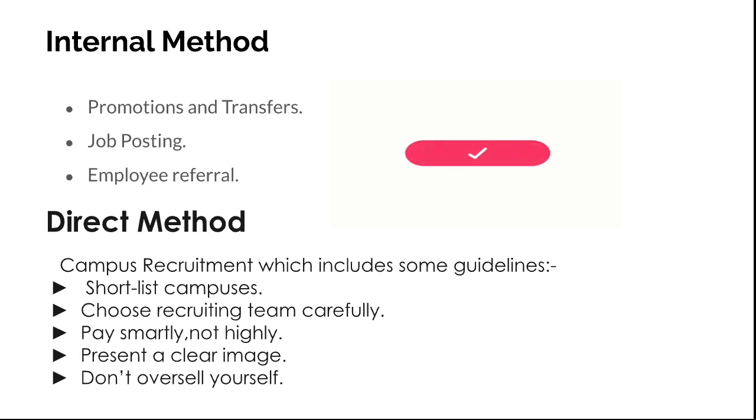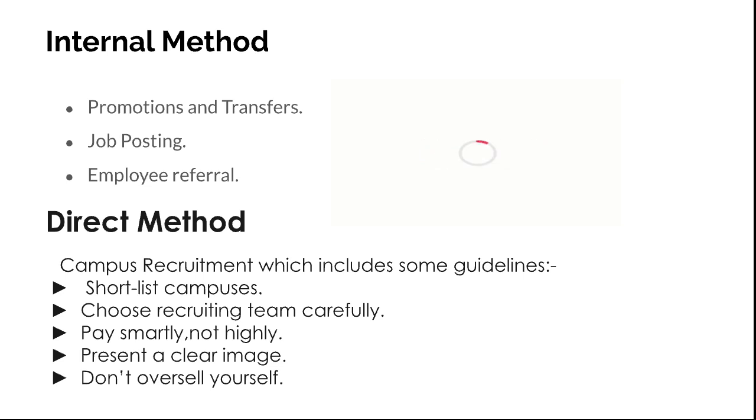Promotion is like you get promoted from senior executive to senior manager, so you go to the upper level in your particular field. Next, you can also get a transfer from one city to another city, or one state to another state. And the next one is job posting. In this, you can get a different post for your job, like a different location, and this is also a method for recruitment.